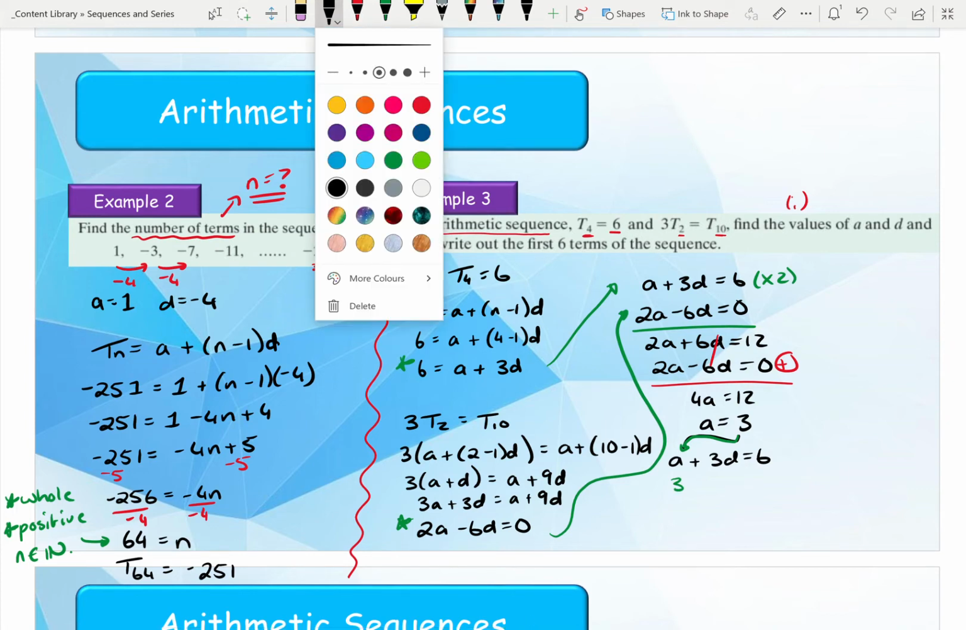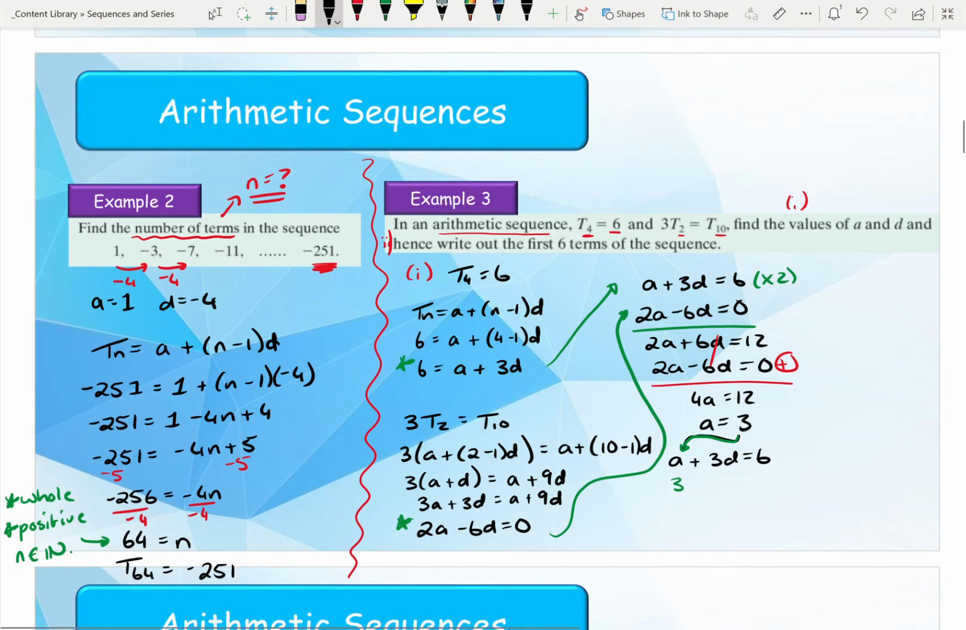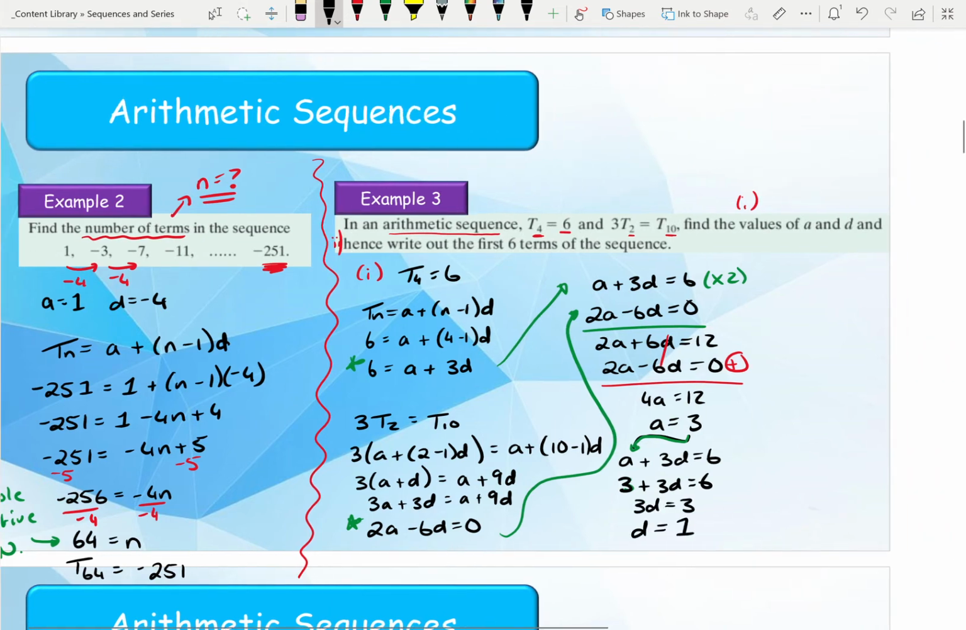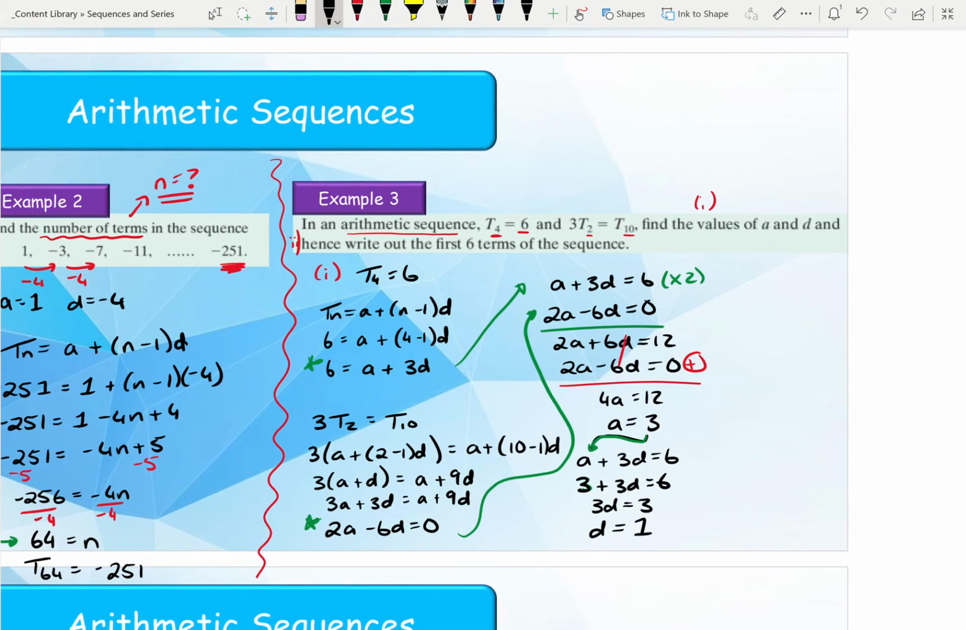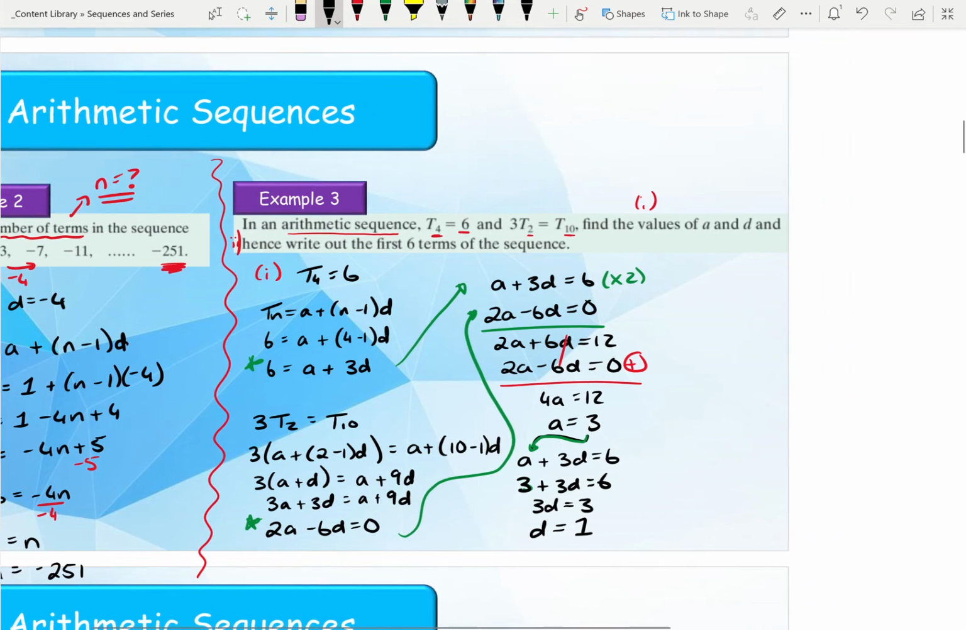Oh, sorry, guys. 3 plus 3d is equal to 6. I bring my 3 over, so I get 3d is equal to 3, which means d must be equal to 1. So I've now found a and I've found d, my first term and the common difference, which is what it goes up by.